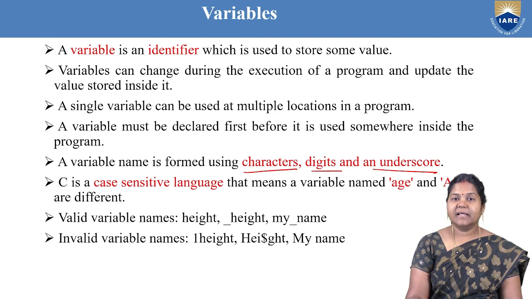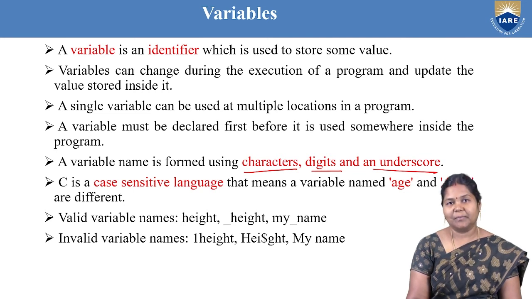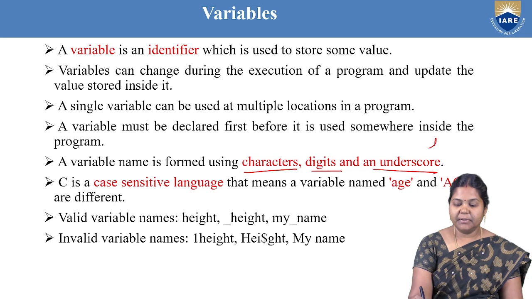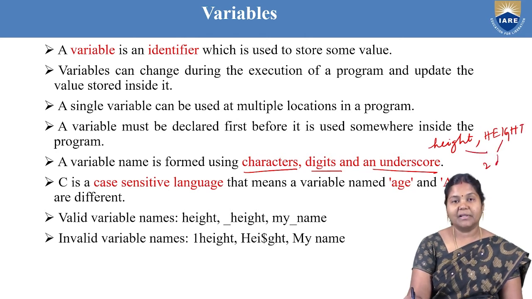Then, C is a case sensitive language. So, uppercase and lowercase variables are treated as two different variables, not the same variable. That means, for example, if you have height, which is a variable, and HEIGHT in capitals, then these are treated as two different variables, not the same variable.